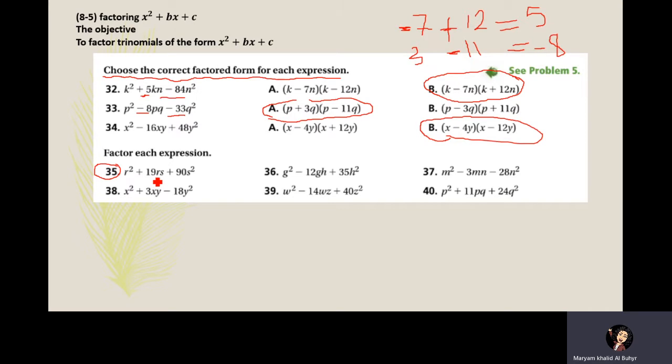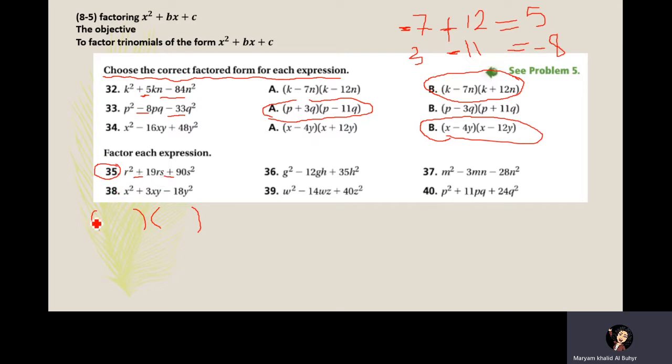Question 35 says that if you have, for example, r to the power 2 plus 19rs plus 90, your mind directly will go to 10 and 9, right? Both of them positive. So that's easy. If I add 10 plus 9, immediately it's 19. If I multiply them, it's 90, which is very easy to calculate and very easy to factor.